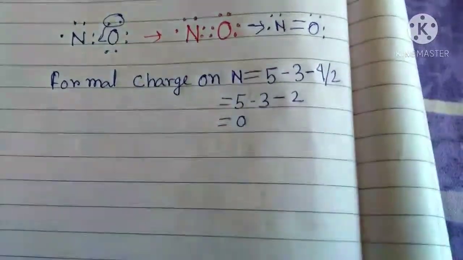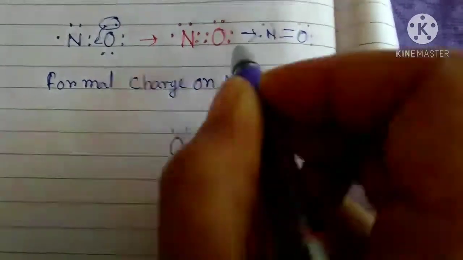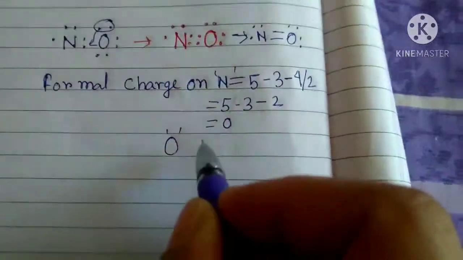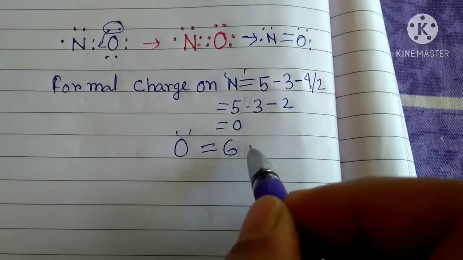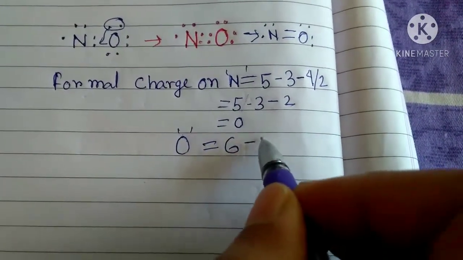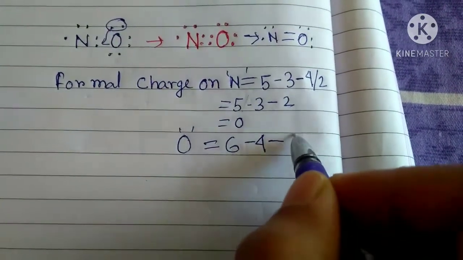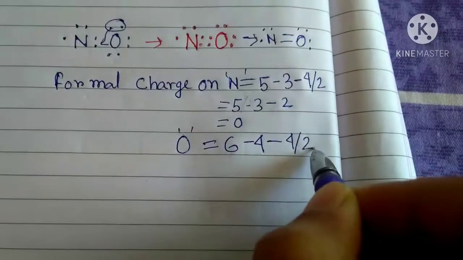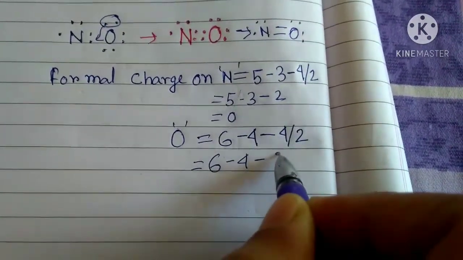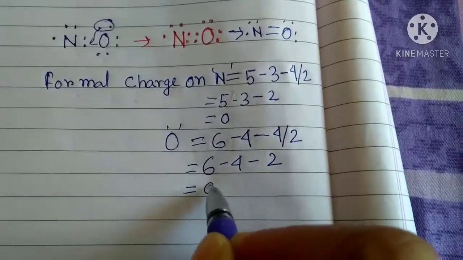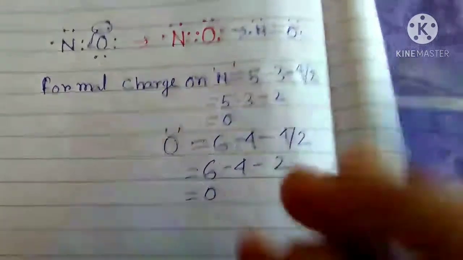Now check on oxygen. Oxygen is 6 valence shell electrons minus 4 non-bonding electrons minus 4 bonding electrons by 2, means 6 minus 4 minus 2 is equal to 0. So this will be the structure for NO.